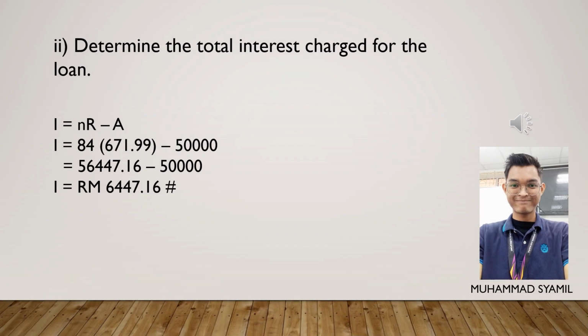Moving on to the next question, now we have to determine the total interest charge for the loan. This can simply be done by using the interest charge or earn equation, that is I equals N times R minus A, and once again put our appointed values in the equation and calculate the multiplication first and get 56,447 ringgit and 16 cents minus 50,000 ringgit. Now we just have to subtract both of them and get the final answer, which is 6,447 ringgit and 16 cents.